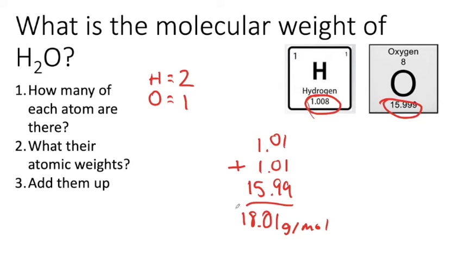Now, I am not going to be super strict on how many decimal places you go. If you just put 18 grams per mole, that is fine. If you put 18.0, that's fine. If you put 18.02 or whatever, that is fine. As long as you're around 18, you will be good to go.